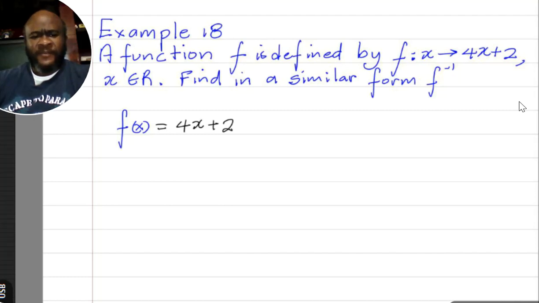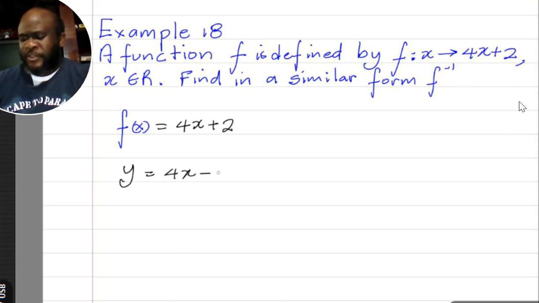From CSEC, you have the 4-step method. Step 1, take out f of x and write y. So I have y is equal to 4x plus 2. In step one, this is called the defining equation. So this is step one. We just write the defining equation.